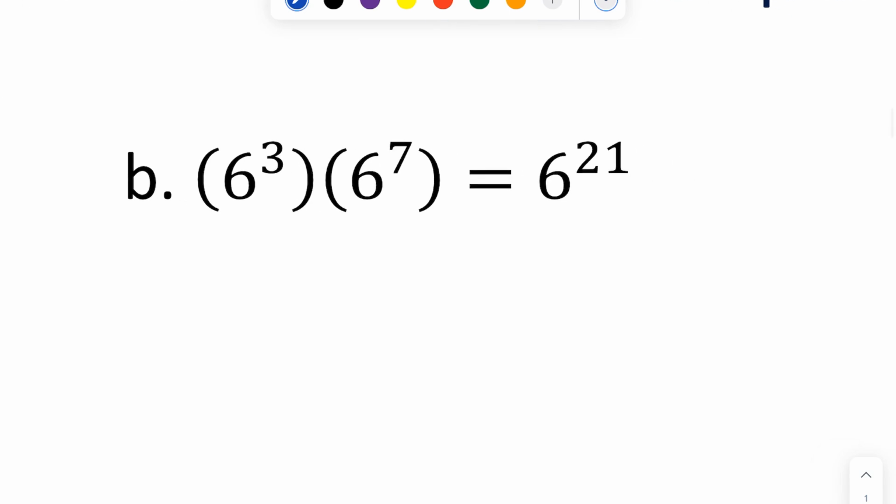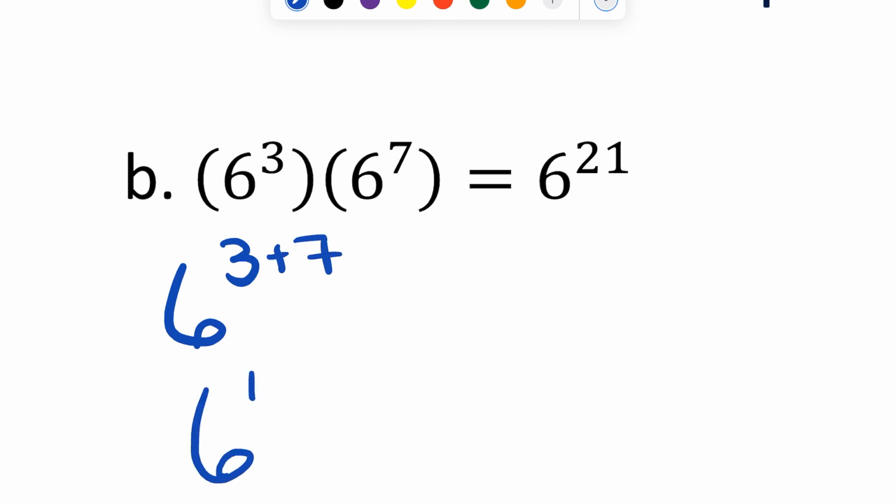Over here, the same base, so we add the exponents. When we add the exponents, that original problem was false. That is incorrect.